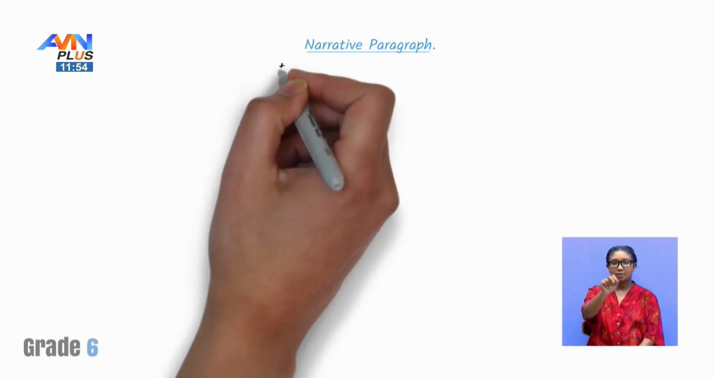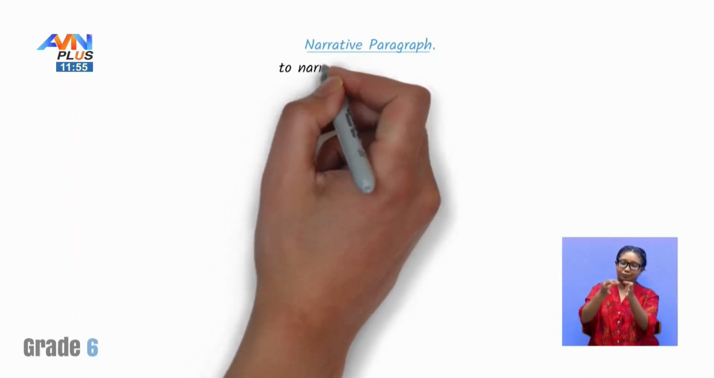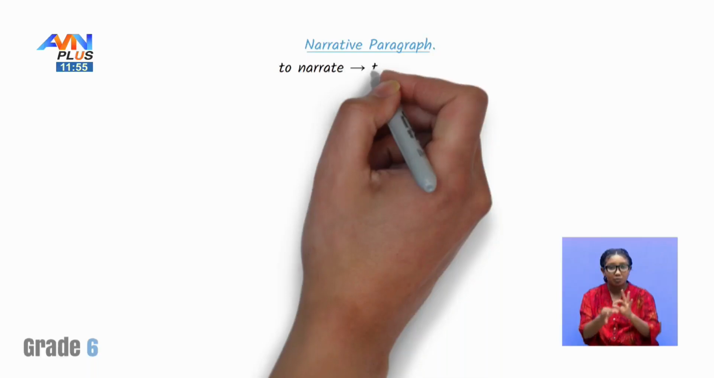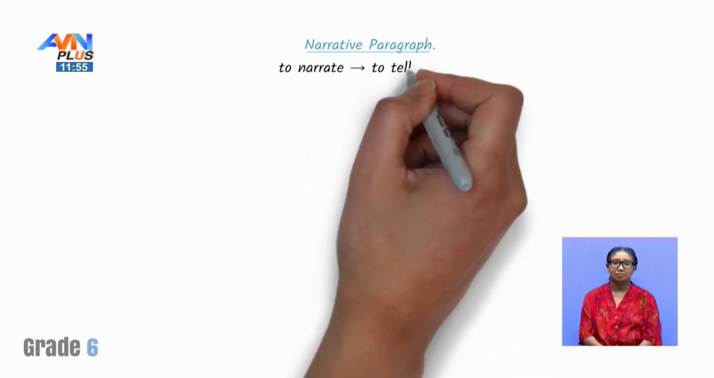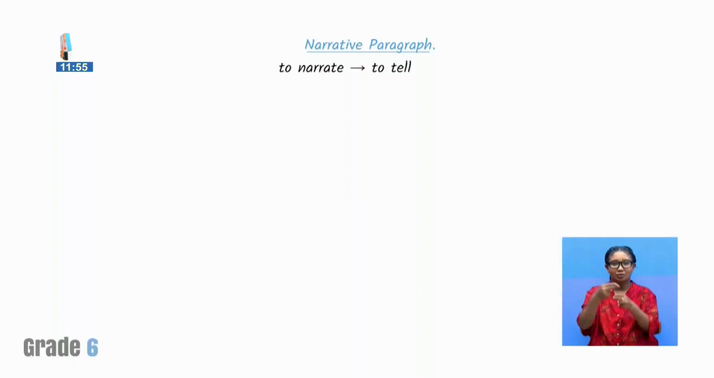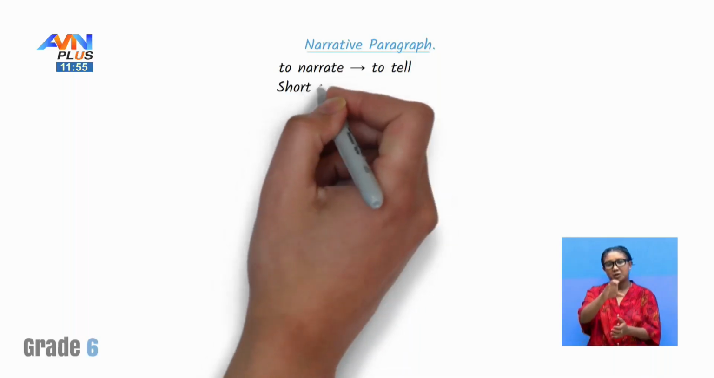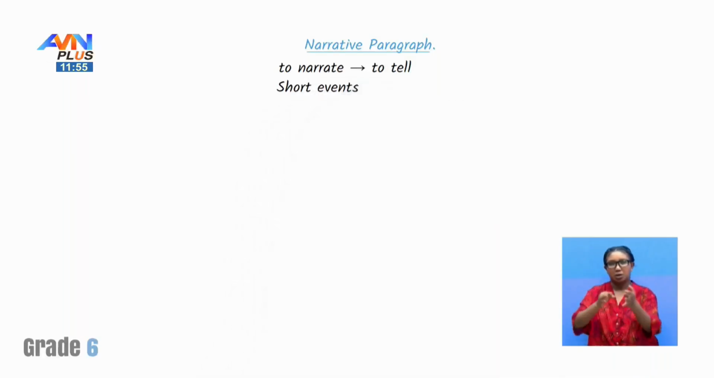Narrative. Narrative means to narrate. To narrate. What does it mean? To narrate means to tell. To tell. So under narrative paragraphs, we find short events. Yes? Short events that you want to tell, past events, all right? And you find stories.